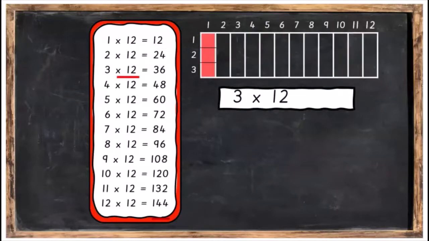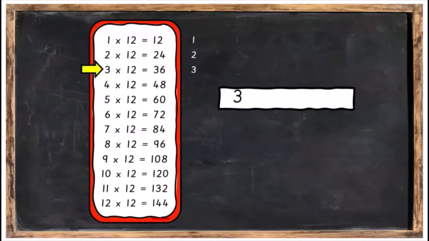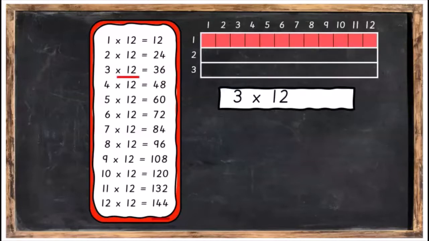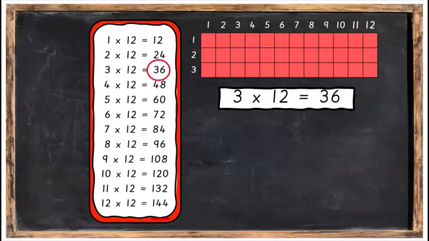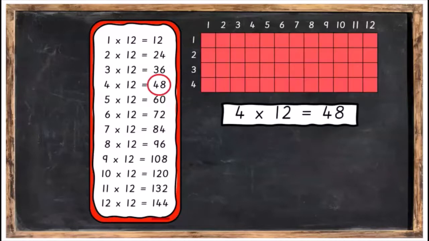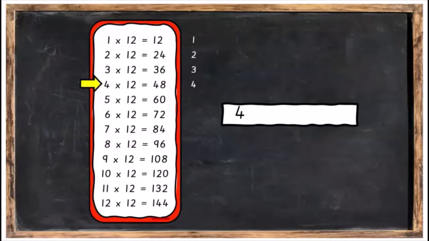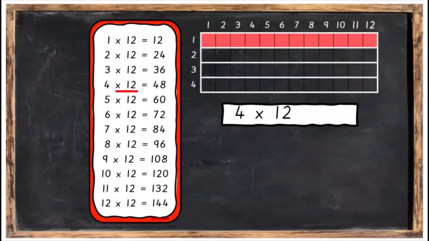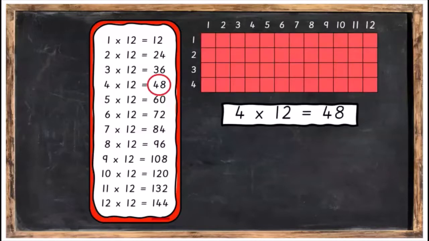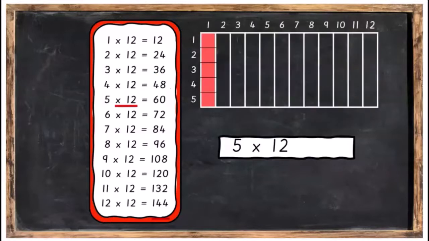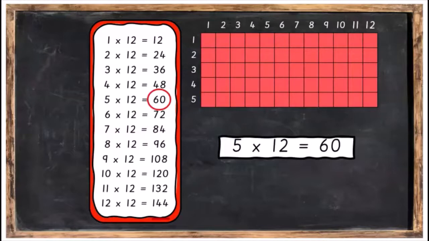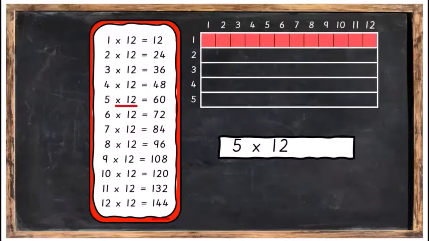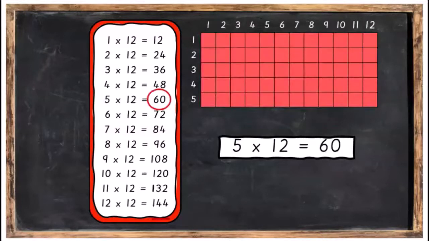3 multiplied by 12 is 36, or 3 12s are 36. 4 multiplied by 12 is 48, or 4 12s are 48. 5 multiplied by 12 is equal to 60, or 5 12s are 60.